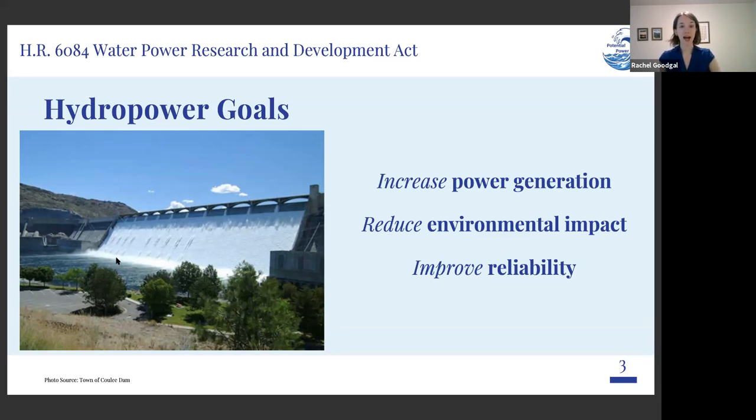So our bill allocates funding and creates programs to improve hydropower. Notably, it seeks to increase power generation by improving efficiency and by developing better components and plant systems. It aims to reduce the environmental impacts of new and existing hydro plants and to increase reliability, including in the face of extreme weather events.